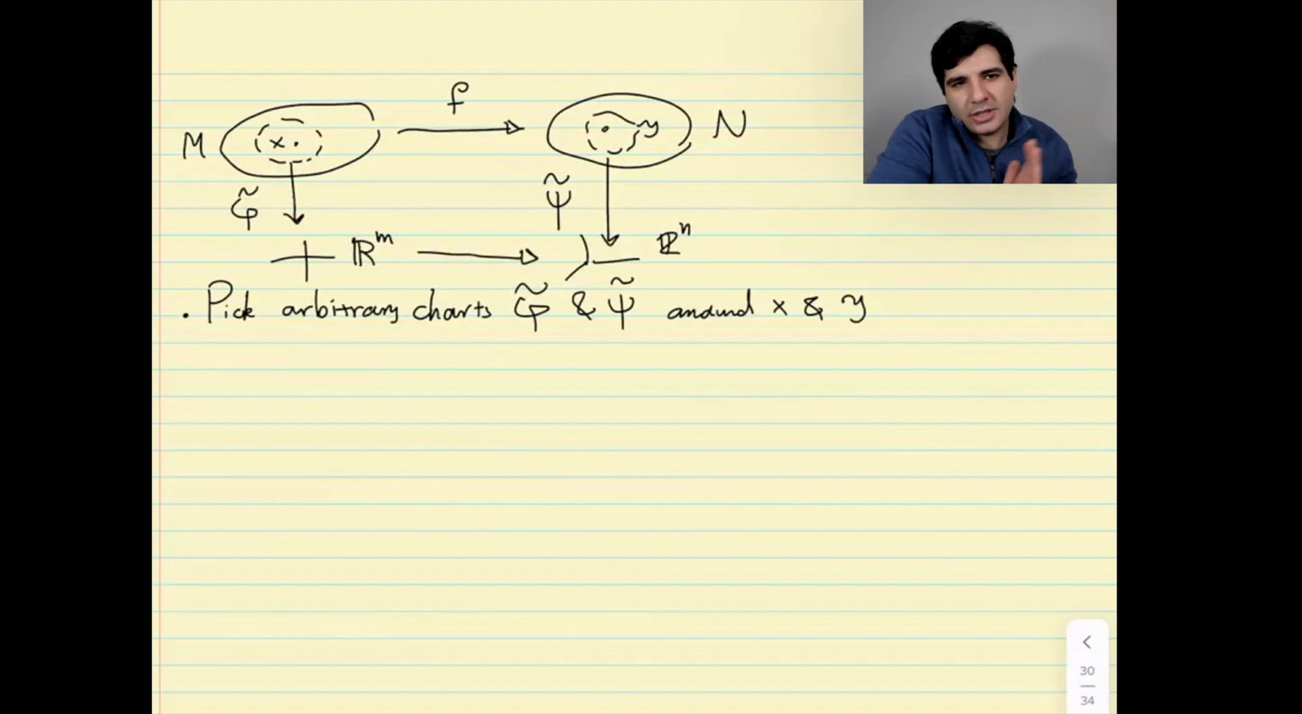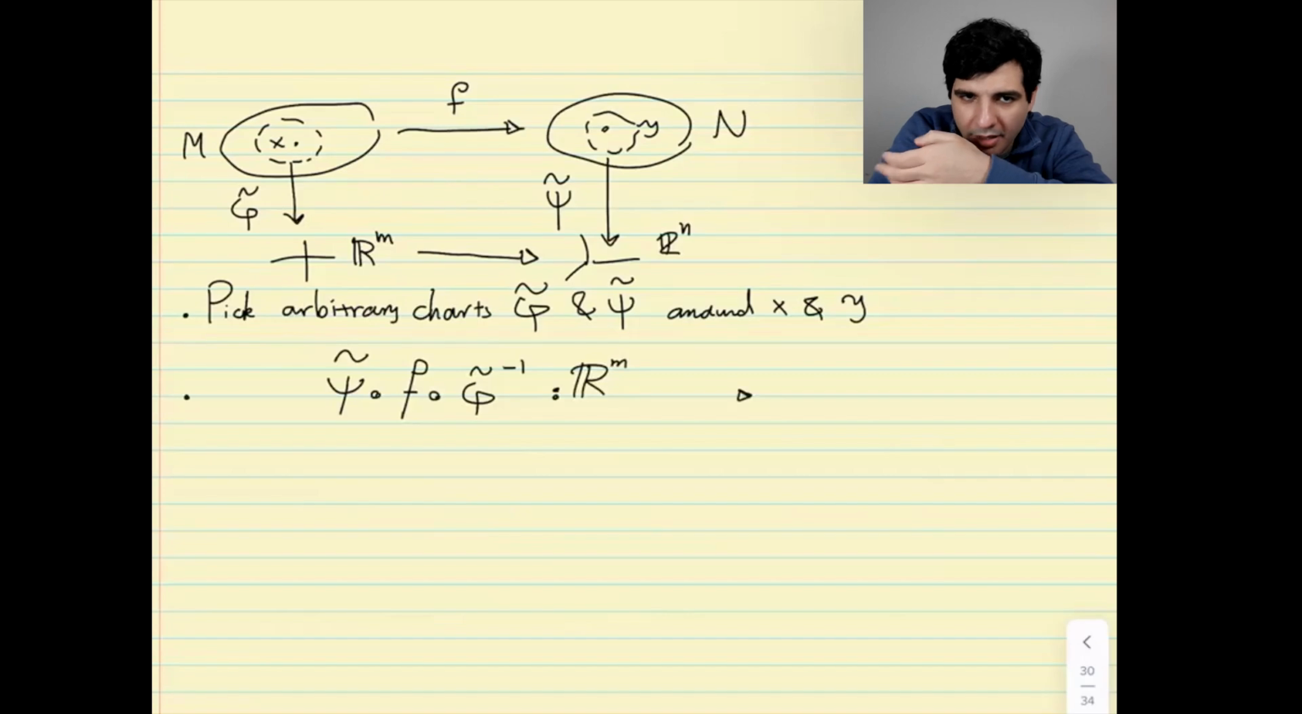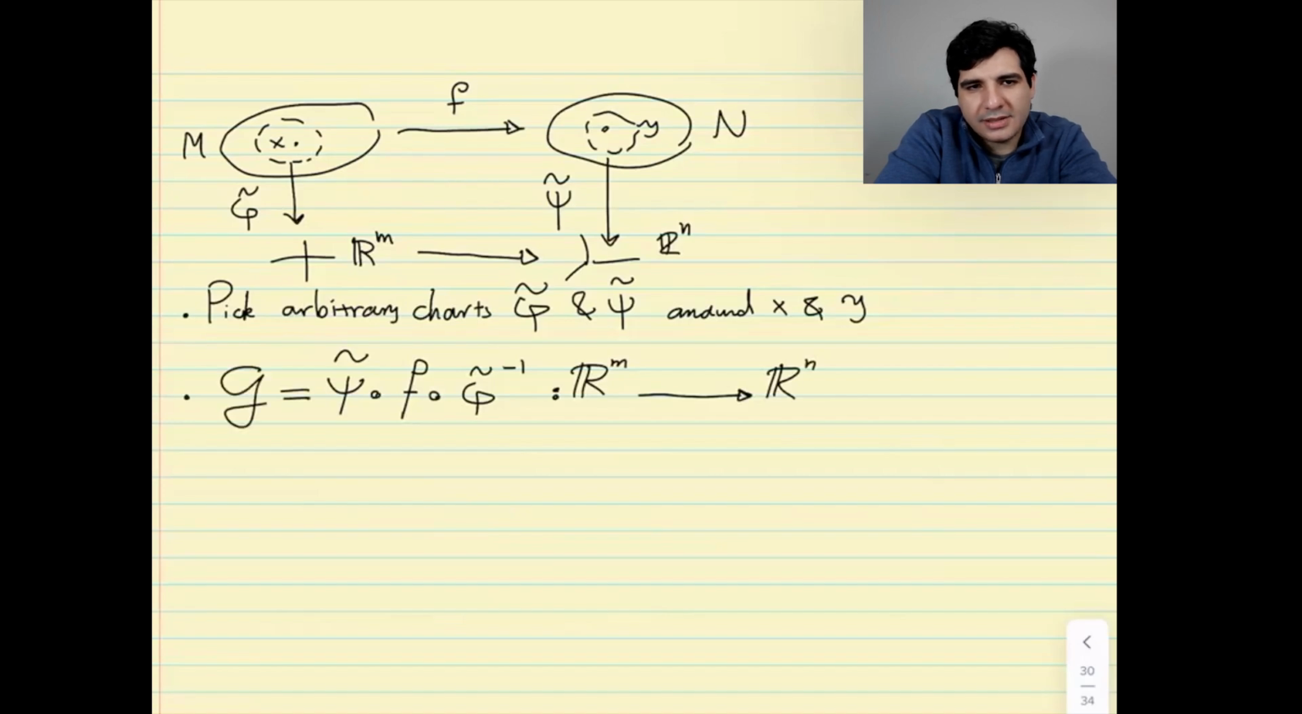We look at this composition, right? Psi tilde composed with F composed with phi tilde inverse. This is a map from Rm to Rn, or maybe from an open subset of Rm to Rn. This doesn't matter at this point. So let's just call this map g. Let's define g to be this map from Rm to Rn, which is not necessarily our canonical immersion.